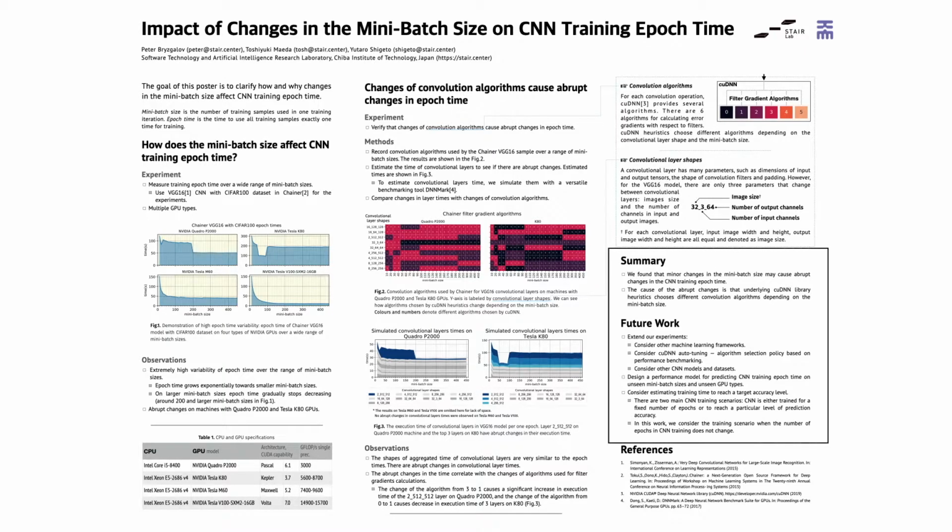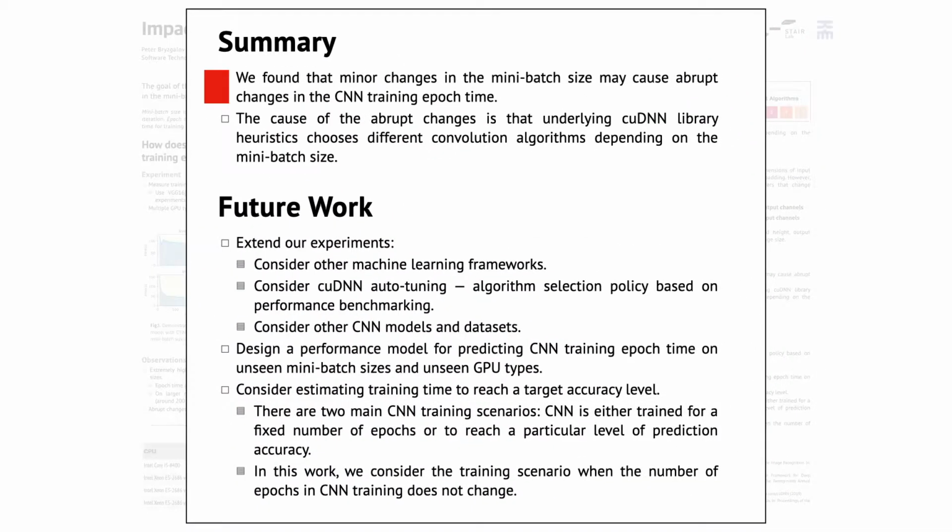In conclusion, we found that minor changes in the mini-batch size may cause abrupt changes in the CNN training epoch time. The cause of the abrupt changes is that underlying cuDNN library heuristics chooses different convolution algorithms depending on the mini-batch size. Because these algorithms may differ hugely in calculation time, using different algorithms may cause an abrupt change in the convolutional layer time.